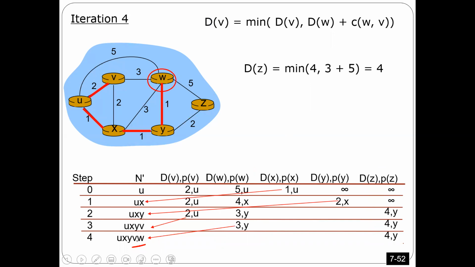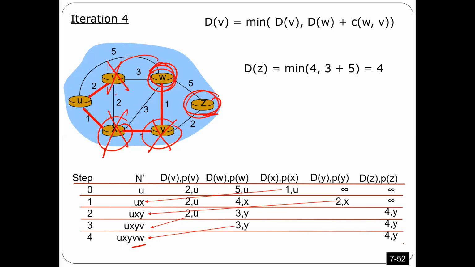Okay. W. Let's go to W here. Who are the neighbors of W? V, but V is already in the list. So I'm not going to check it because I finished it already. W, it's already in the list. I'm not going to investigate it, okay? Y, it's already in the list. I'm not going to investigate it. The only one that's left is only Z, okay? Neighbor of W is Z, okay?